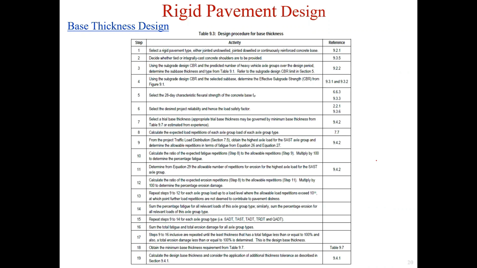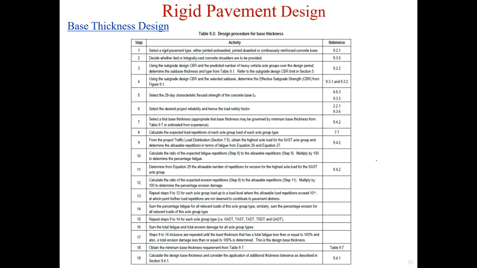For flexible pavement mechanistic design, we have to follow 18 steps, whereas for rigid pavement design, we need to follow 19 steps. Firstly, we have to select a pavement type, then decide whether tied or integrally cast concrete shoulders are to be provided. Next is to determine the subbase thickness and type and effective subgrade strength. Afterwards, we need to select the 28-day characteristic flexural strength of the concrete base, FCR, and then select the desired project reliability and the load safety factor.